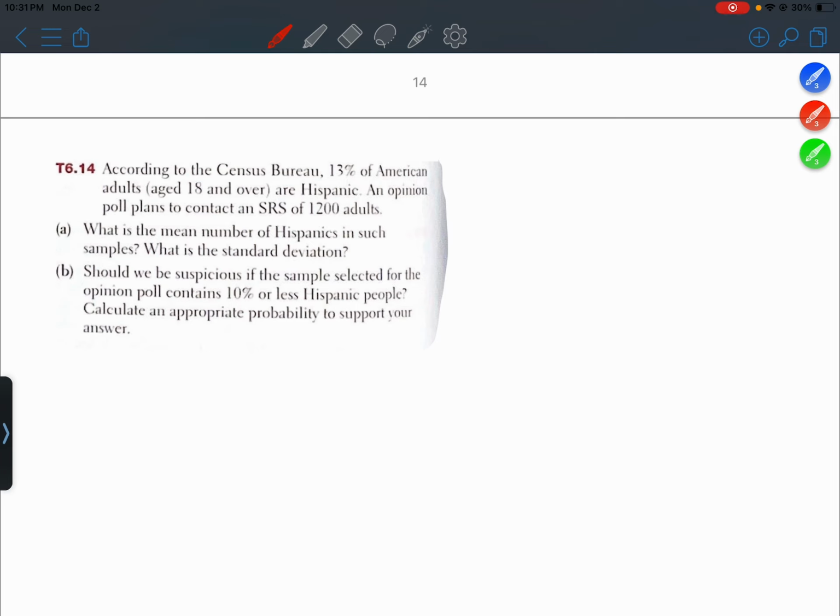All right, so let's begin, as we always should, by defining a variable. Let's just use X, and this is going to be the number of Hispanics in an SRS of 1,200. The minimum possible value that X could take is 0, and the maximum is 1,200. Neither of those is probably very likely, but still, those are the min and max.